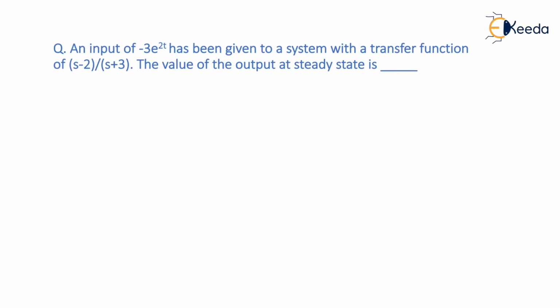So look at the question. An input of minus 3 times e to the power 2t has been given to a system with transfer function (s minus 2) upon (s plus 3). The value of output at steady state is, fine. Let me just write what is given to us. What is given to me is the transfer function, which is (s minus 2) upon (s plus 3). Now first of all, let me see whether I can apply the final value theorem for this transfer function or not. If you look at its pole-zero plot, then the pole is present at minus 3 and the zero is present at positive 2.